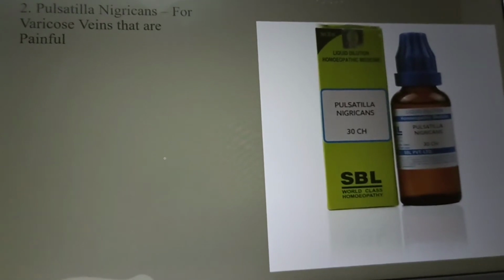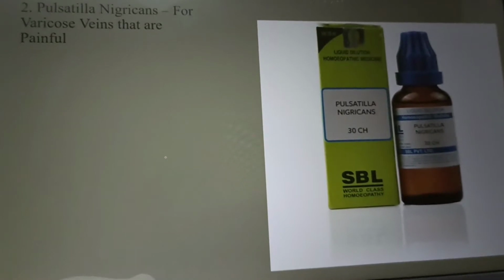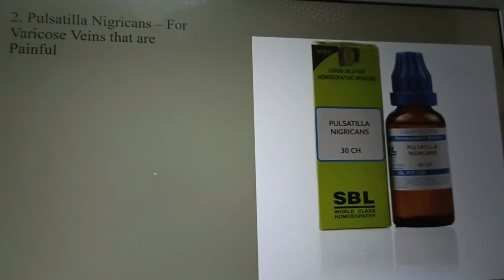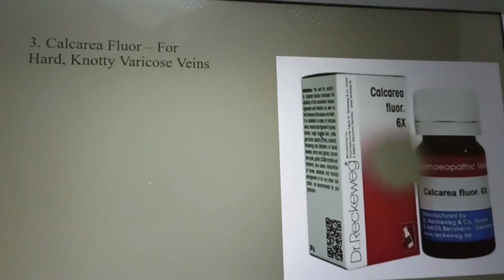So the key indications for using Pulsatilla for the varicose veins are, first, the presence of painful varicose veins. Secondly, a tense and drawing sensation in the legs. Third, a cramping sensation in the legs.